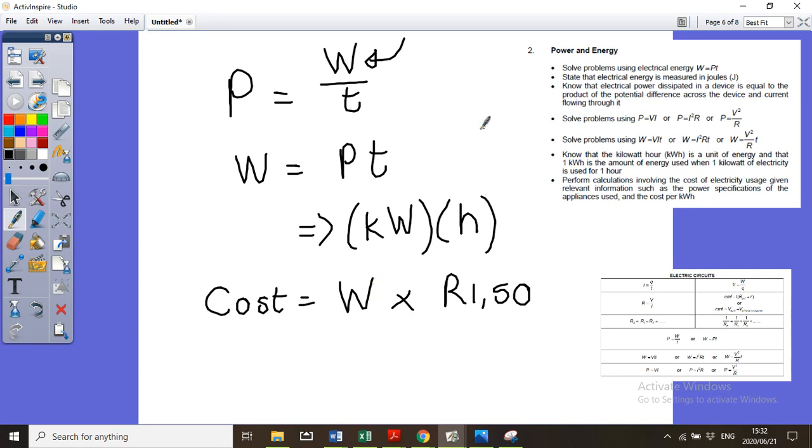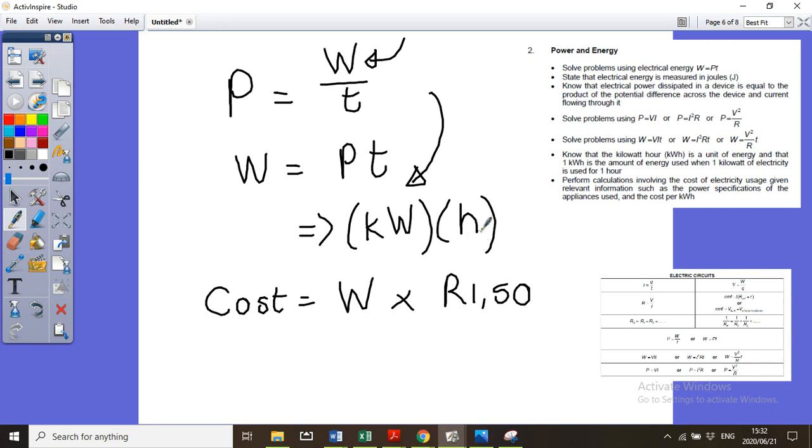Now, the most important thing here is that, and we'll look at some past paper questions, and you should all be looking at past paper questions after this. You need to convert your energy into kilowatt hours. So whatever power was given to you in watts, you need to convert it into kilowatts. Whatever time was given to you, days or months or seconds, you need to convert it into hours.